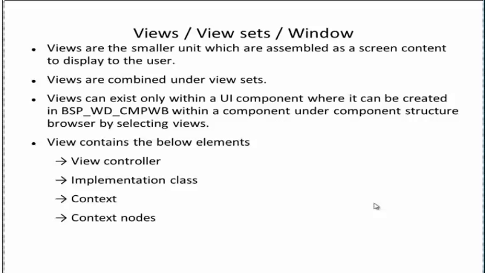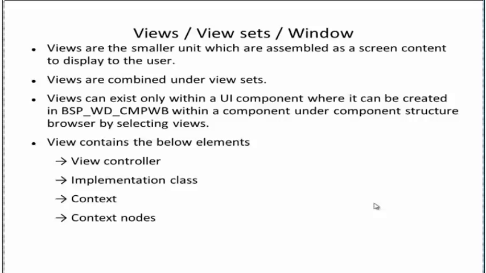And talking about the view, every view contains a view controller, an implementation class, then a context and context nodes. The implementation class is the main class of the controller, which is responsible for event handling, navigation, etc. And context is going to link your context nodes to the implementation class. So that's the use of context. And your context nodes are the actual nodes which hold the data.